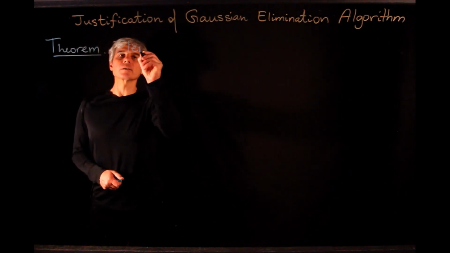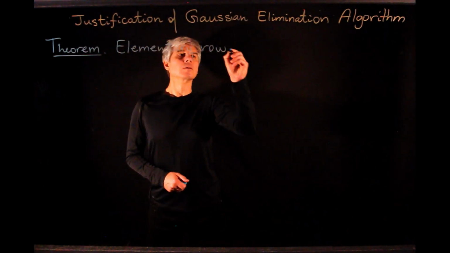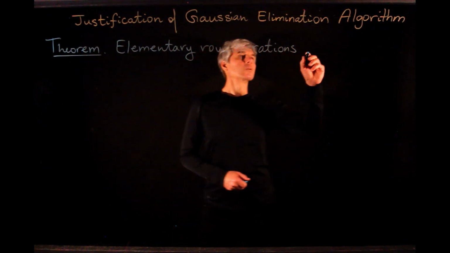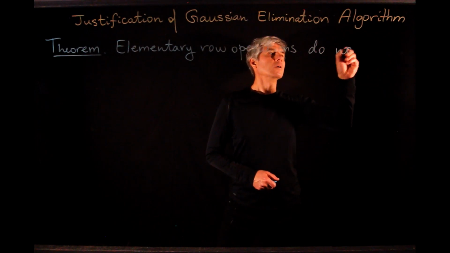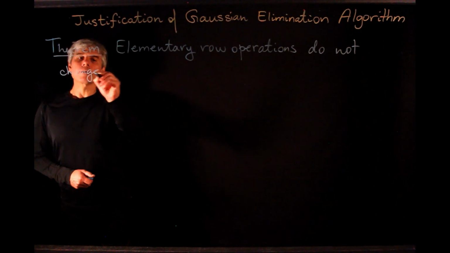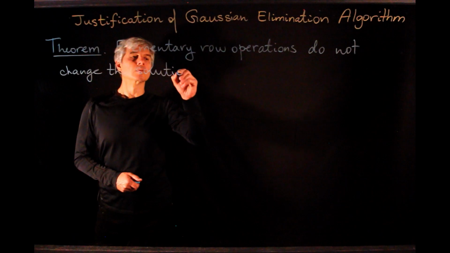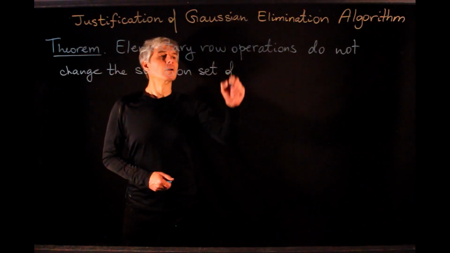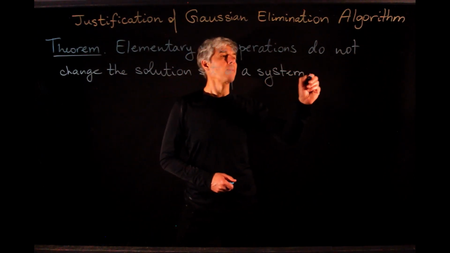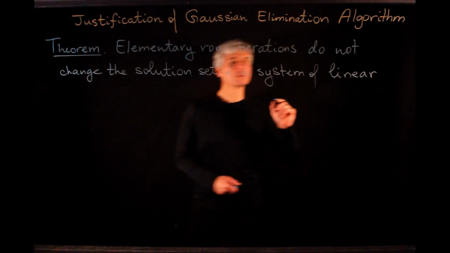Elementary row operations do not change the solution set of a system of linear equations.